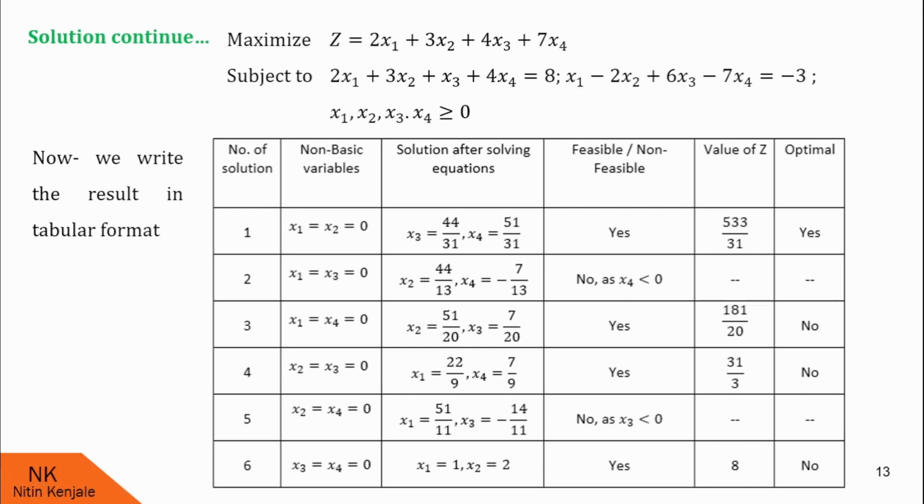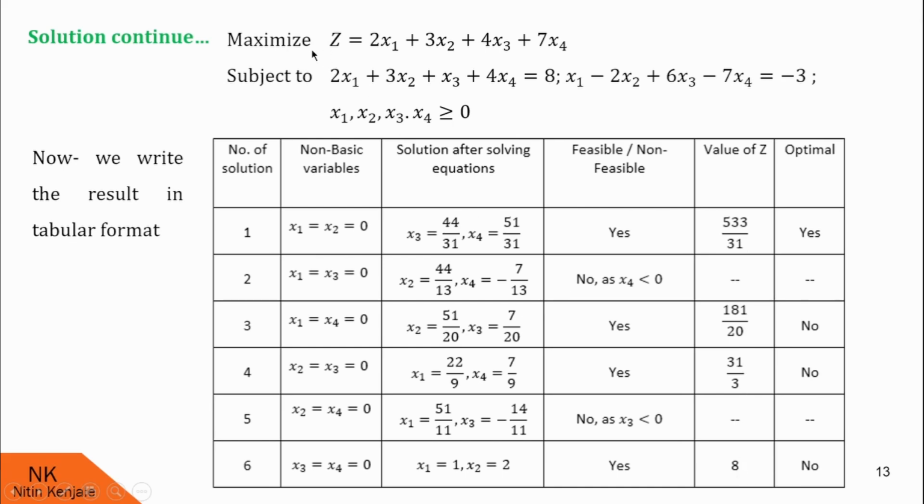Note that we are supposed to find this value of z only when solution is feasible. Wherever it is not feasible, we will not find the value of objective function, like we did over here and here. We see solutions are 533 upon 31, 181 upon 20, 31 upon 3 and 8.